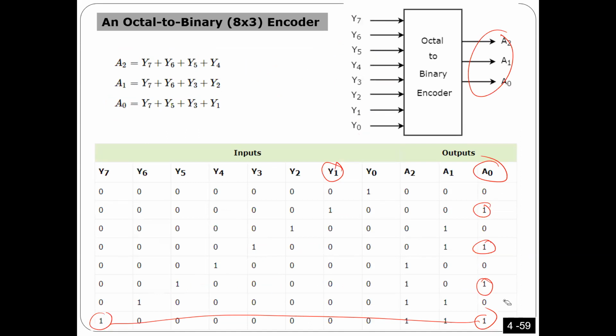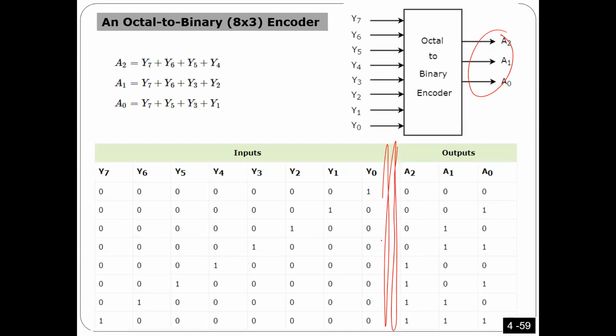The first problem is that for the input here, we assume only one input is 1 and the other ones are zeros. Is that okay? Can you guarantee that? What if I put 2 ones here? The output will be unpredictable. It's going to be wrong. So this is the first problem: only one input has to be 1 and all the other inputs should be zeros. You should do that, but what if you didn't?